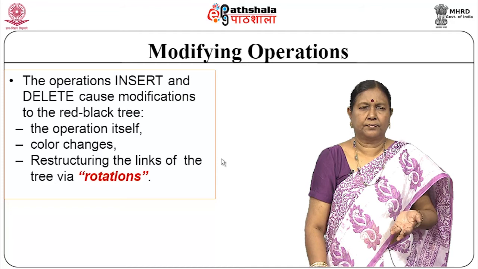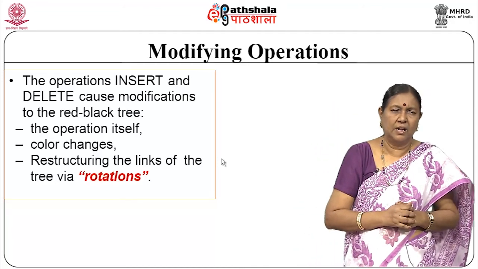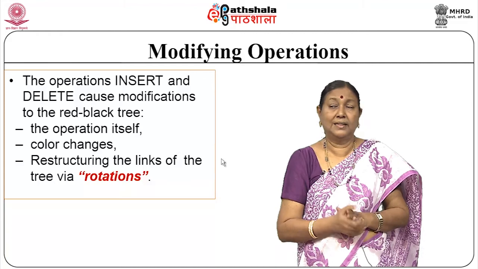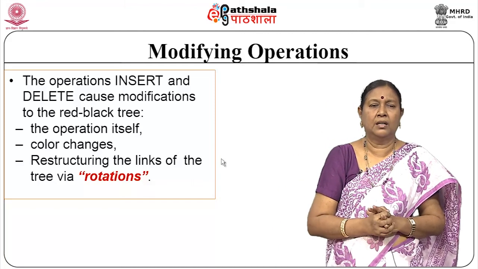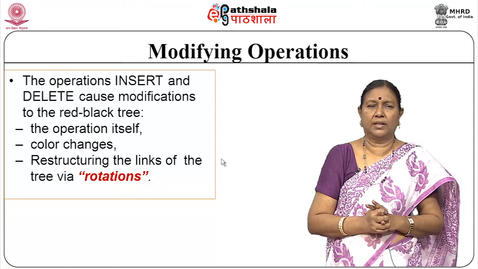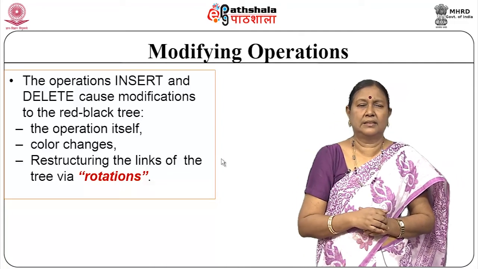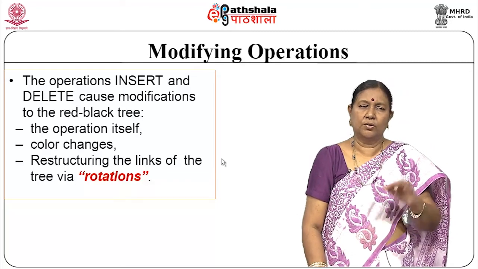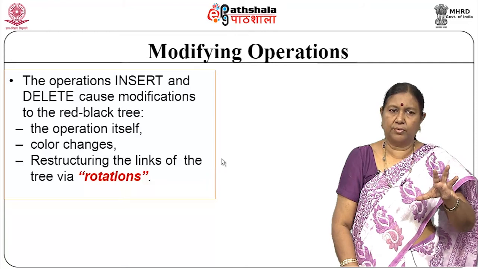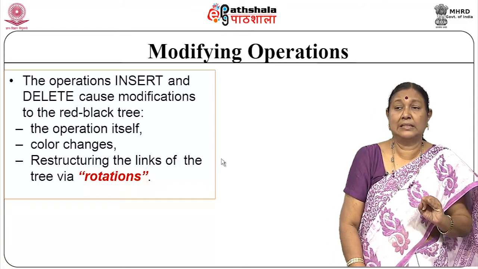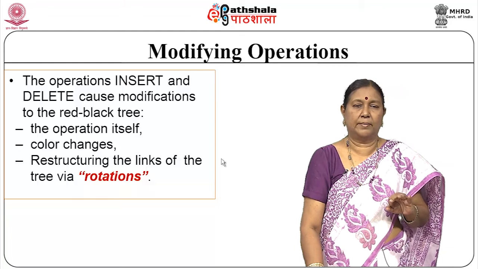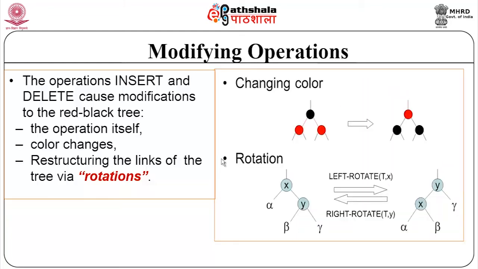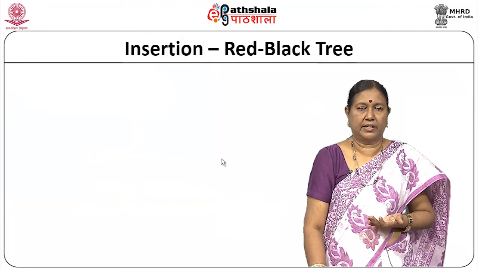Now, the operations insertion and deletion cause modifications to the red black tree. In this module we are discussing only insertion. The operation itself, the color changes, and restructuring the links of the tree via rotations has to happen. So, what modifications do they do? The operation itself is a modification, color changes is a modification, and restructuring also happens. So, changing colors, for example, if you had it like this, you will change it like this, or through rotation, where we have already seen it could be either a left rotate or a right rotate.